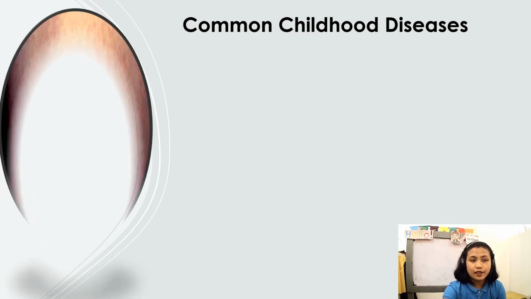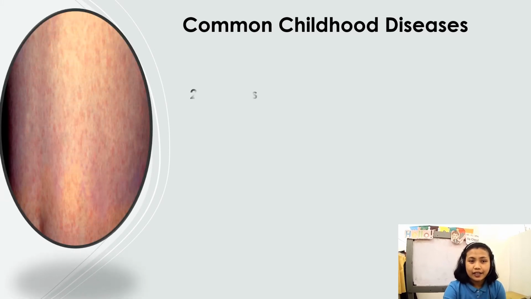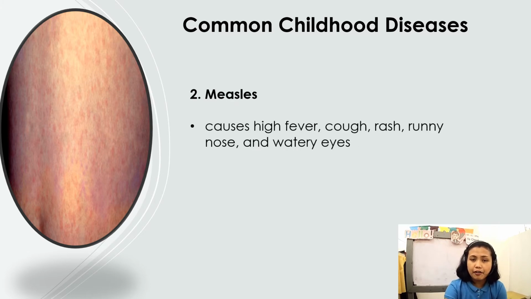Second is, are you familiar with this? Okay, that's measles. So, yung measles is caused by high fever, cough, rash, runny nose, and watery eyes. So, you have rashes, or red spots on your body. It can cause also fever, cough, ubhon ka, runny nose, siponon, watery eyes. Murag tulo-tulo imuhang eyes, watery. So that's measles.